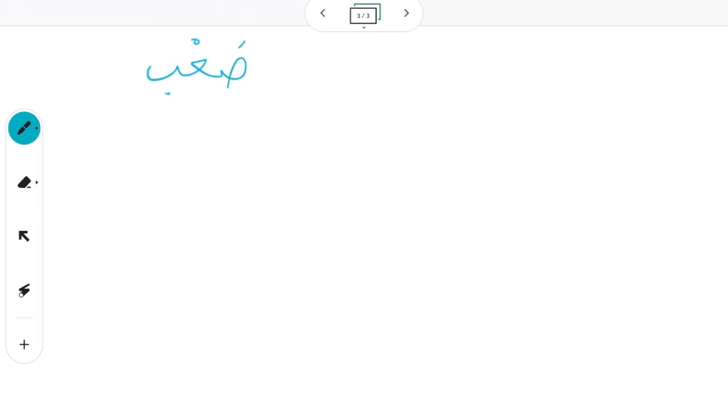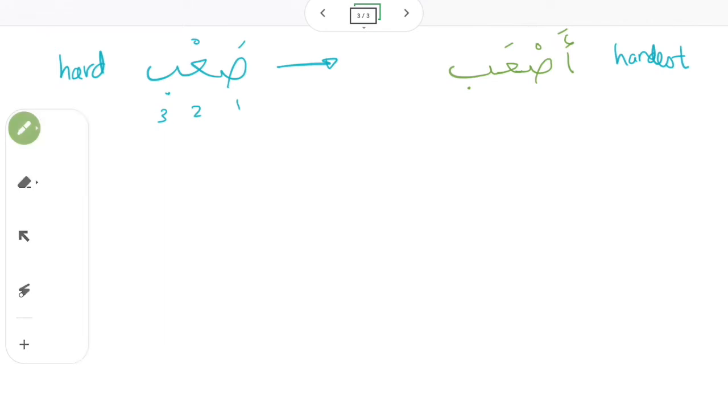Okay, now let's do another example. Sa'ab, meaning hard or difficult. And we want to say hardest, or the most difficult. So notice here, Sa'ab only has 3 letters. So that means those are the 3 root letters. Sad, Ain, Ba. So when we put that in the pattern, we're going to start again with the alif hamza. Sad, the first root letter with sukoon. Ain, second root letter with the fatha, and end it with ba. Ashab. Sa'ab, hard. Ashab, hardest.